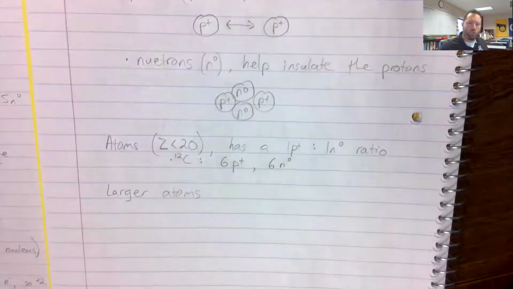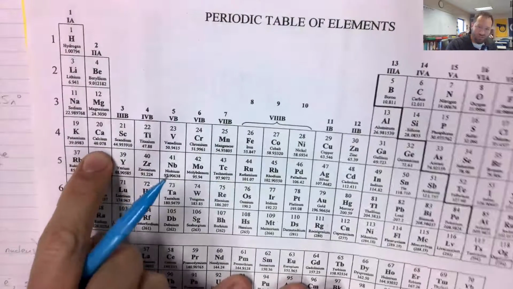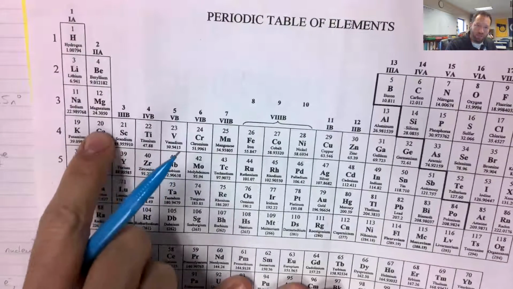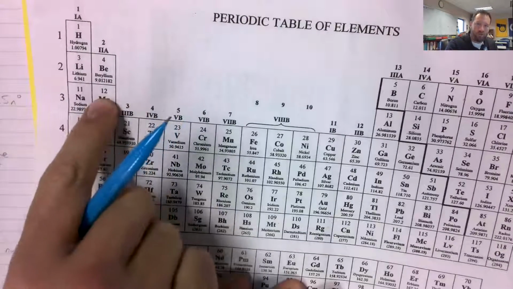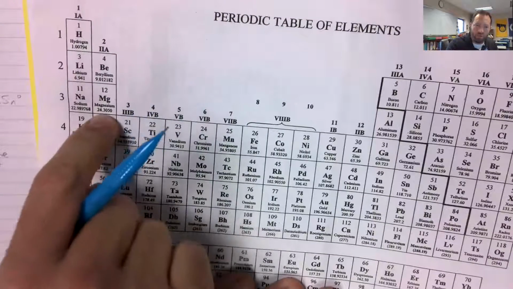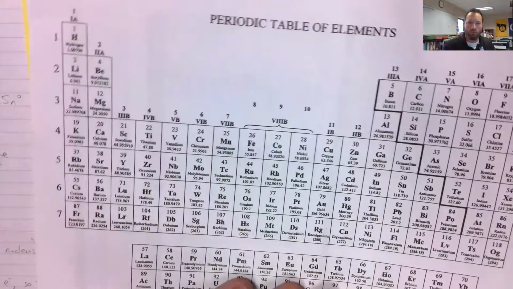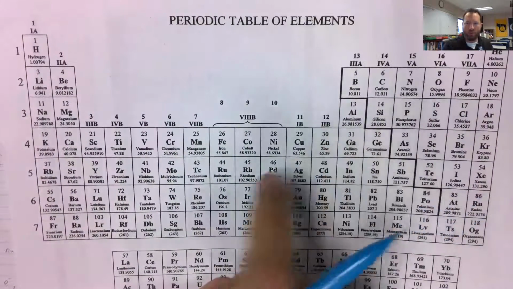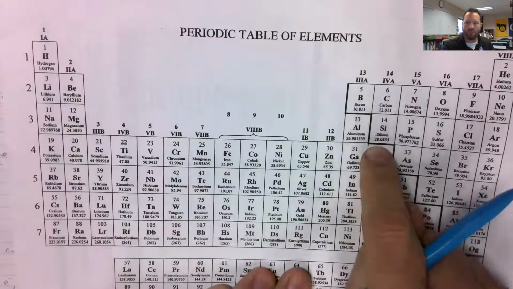So that holds true for the first 20 or so elements. So up to about calcium. You see calcium, average mass of 40, 20 protons. That means most of them have about 20 neutrons. Magnesium, 12 protons, average mass of about 24. So most magnesium have 12 neutrons as well. So for most of our smaller elements, that holds pretty true. You have about double the atomic mass as the atomic number.